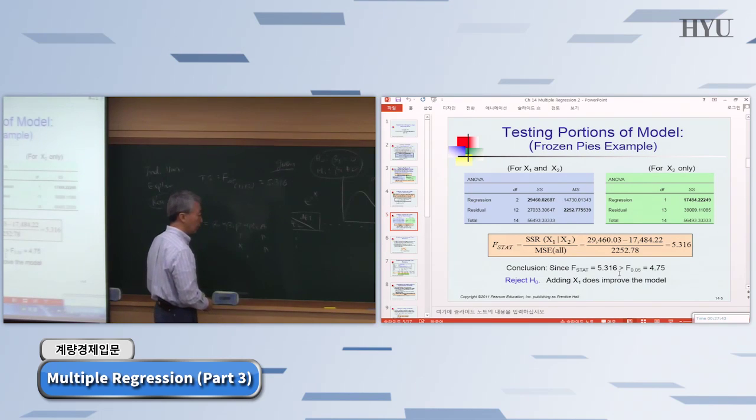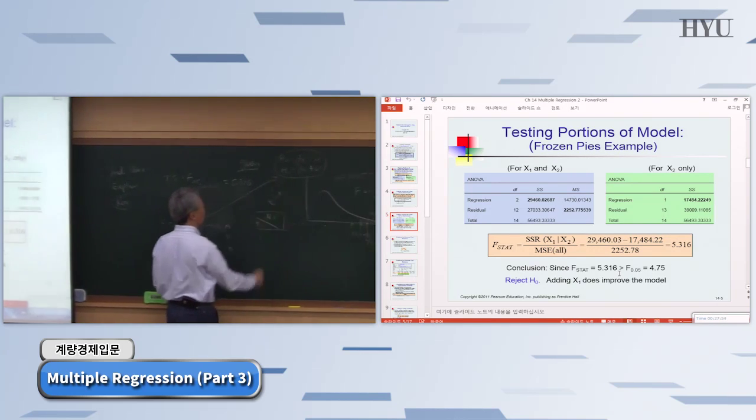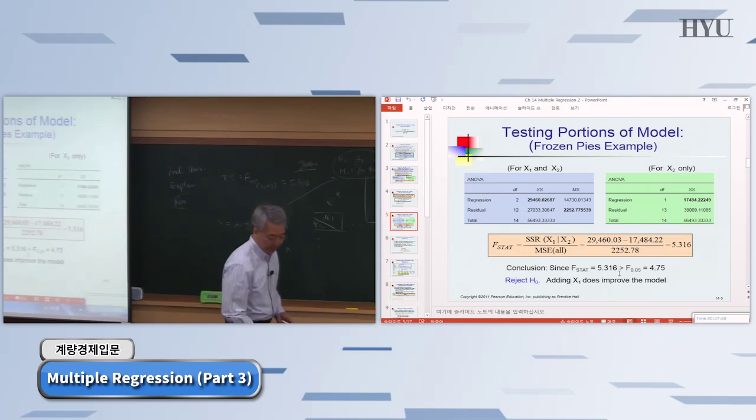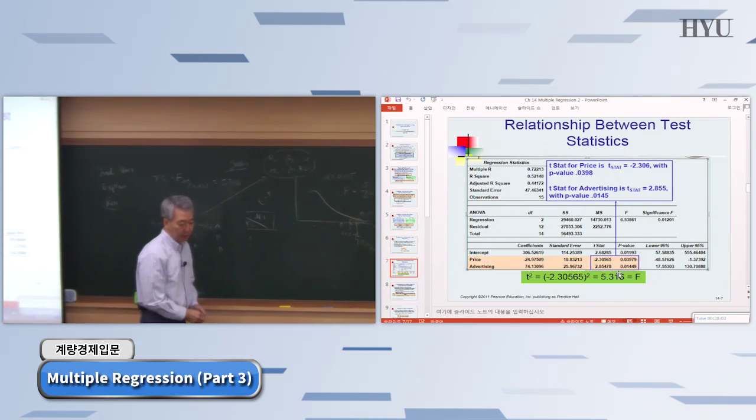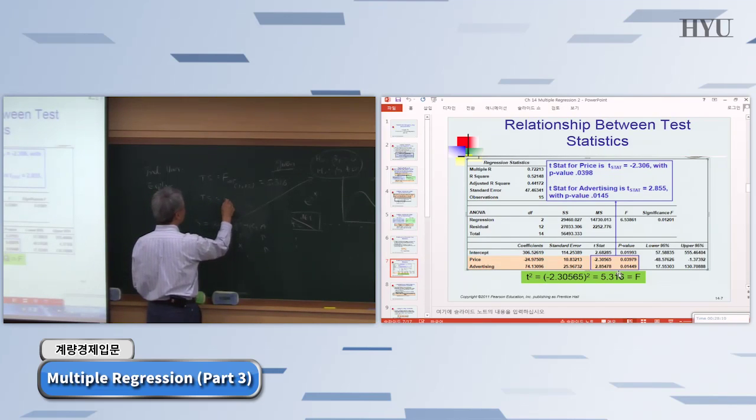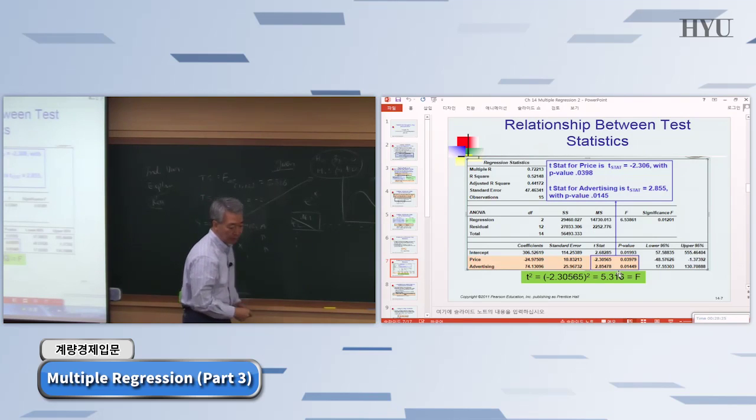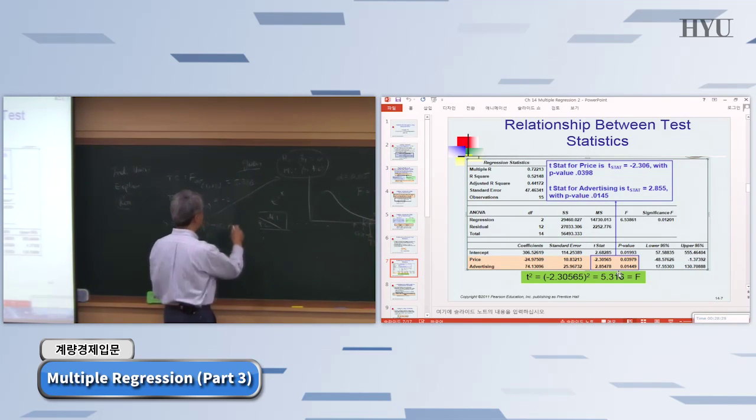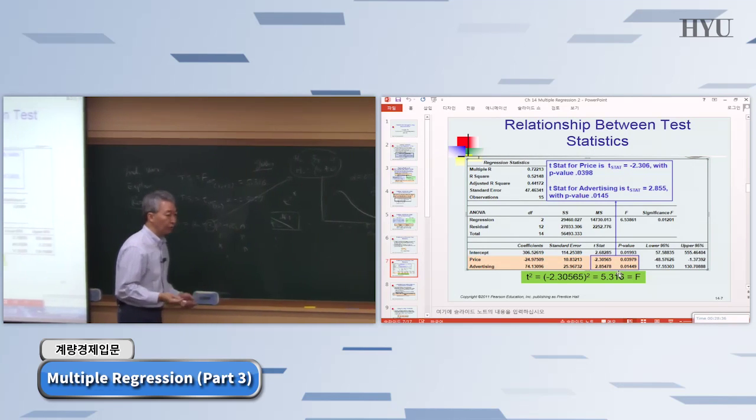Second time, you can just use the normal testing, right? T-test. So just run the test on beta 1 using this hypothesis testing, and you got the test statistic of negative 2.3, with t 0.05 and degrees of freedom, sorry, 12. That came out to be negative 2.3056, whatever, right? And we found out your conclusion will be the same.